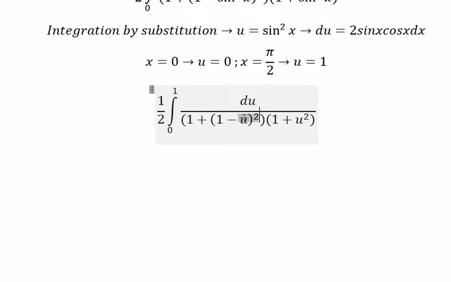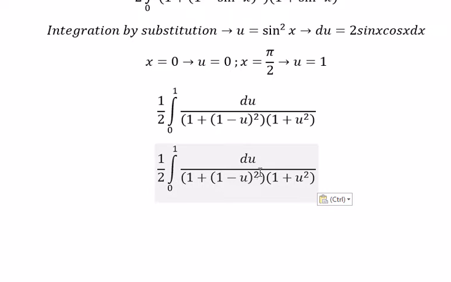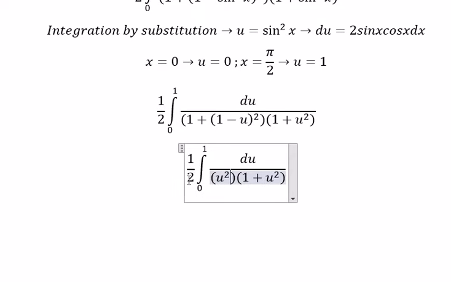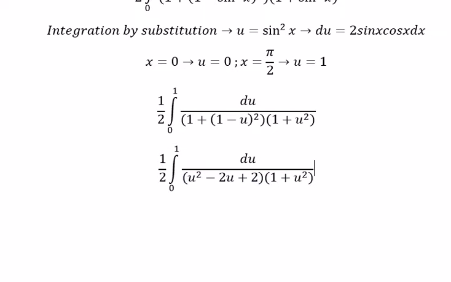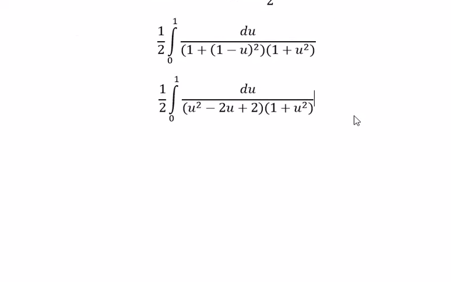So this one we need to expand, and you get u squared minus 2u plus 2. So we can use partial fractions.